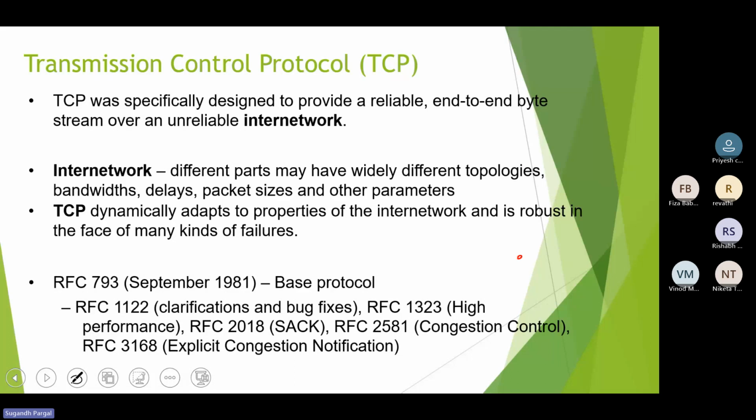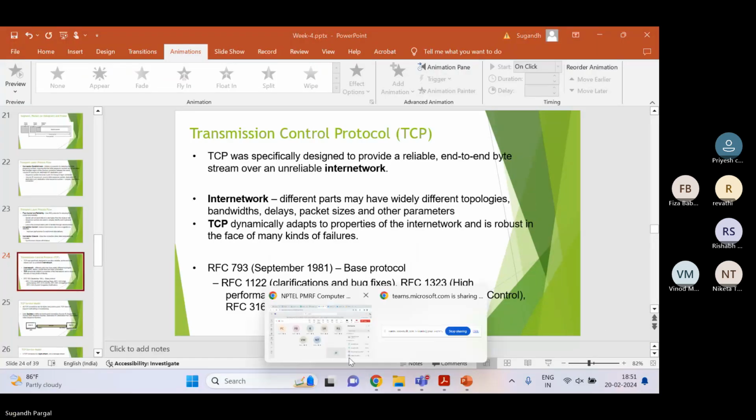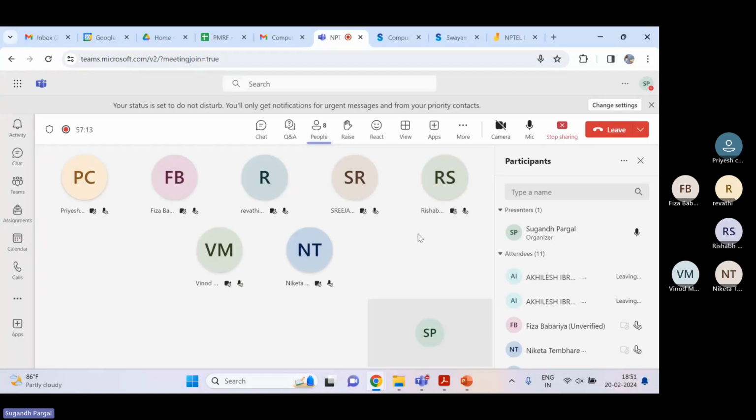Now we study the Transmission Control Protocol, that is the TCP protocol of the transport layer. This is the last part that we'll be studying today. So I think everyone is clear till here as well.